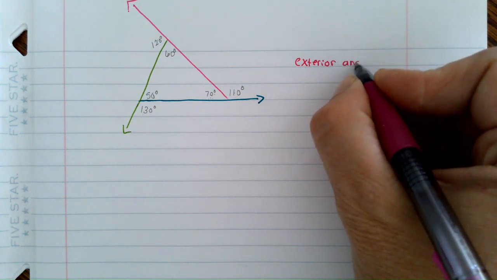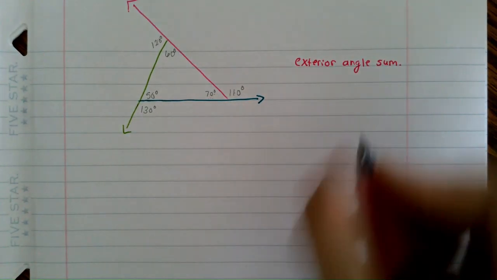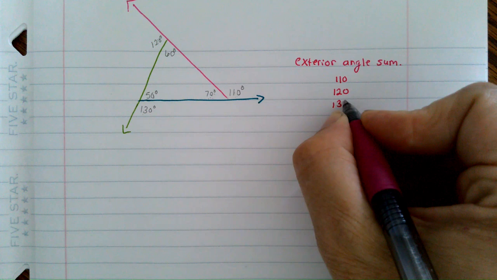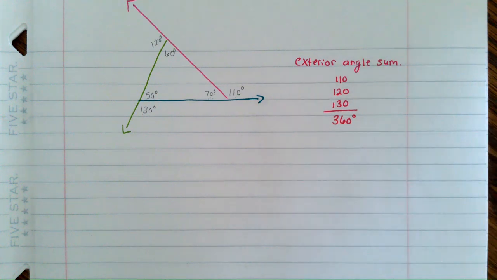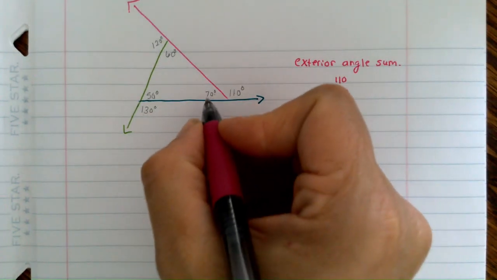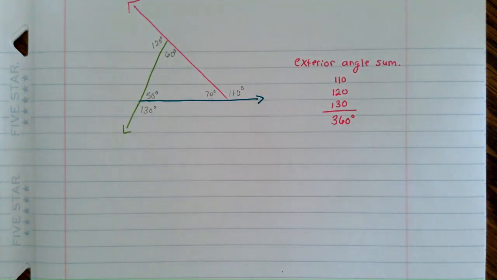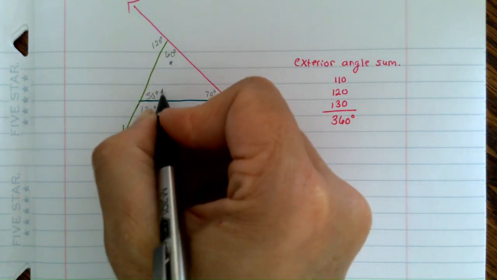I want to look at the exterior angle sum. So in this case, it would be 110, 120, and 130. If you add all that up, you get 360 degrees. So that's a cool fact. Another cool fact is, what do you notice about 110 versus 60 and 50?